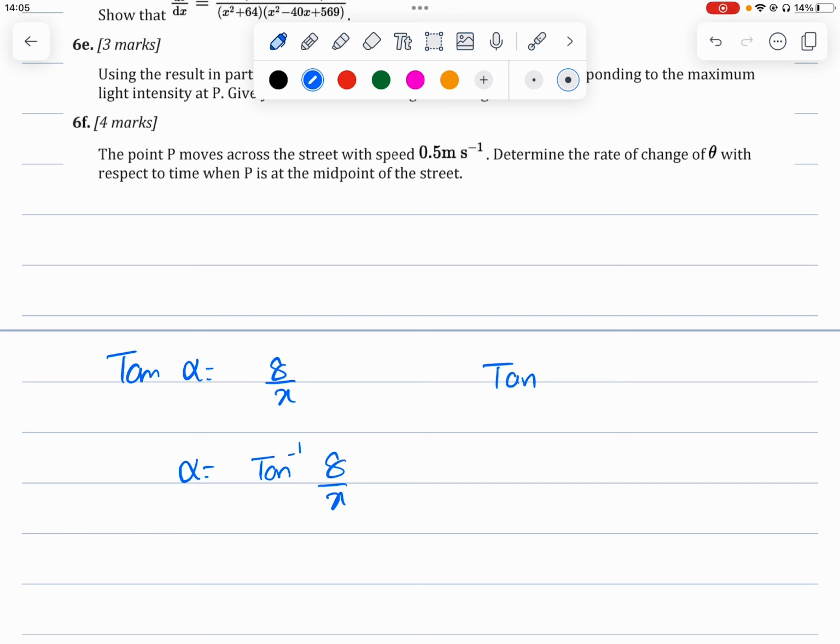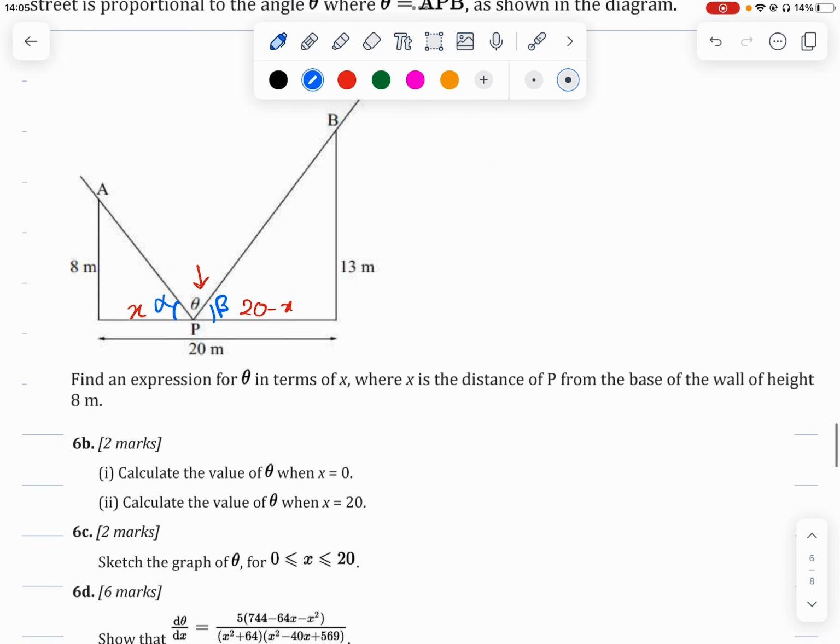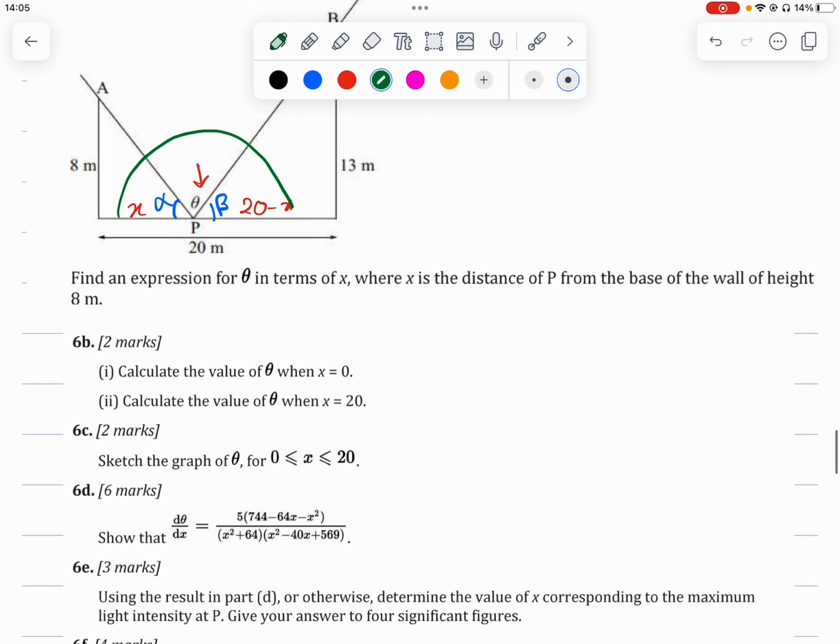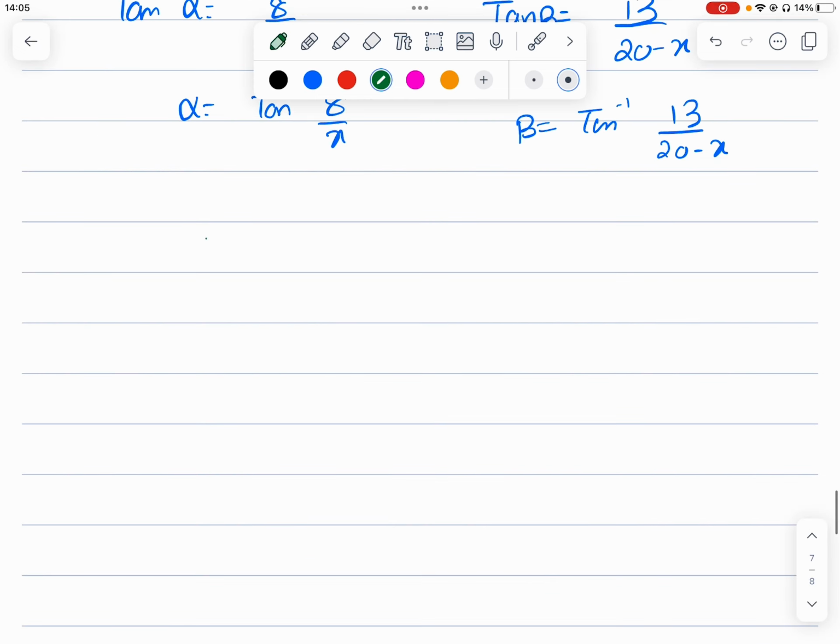Similarly, tan beta equals 13 upon 20 minus x, so beta equals tan inverse 13 upon 20 minus x, because we know that this entire thing is a straight line. The sum of all angles on a straight line is 180 degrees. Alpha plus theta plus beta equals 180.